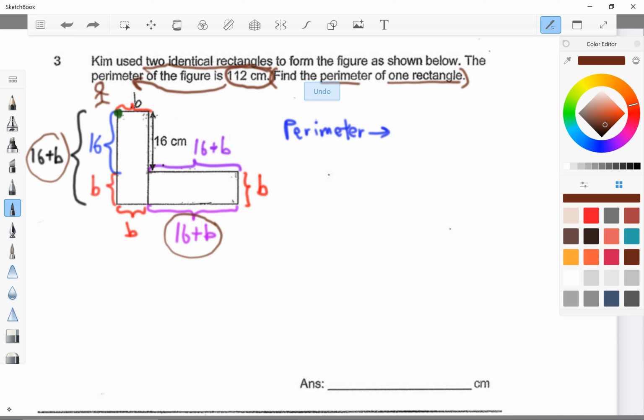Let me just write it down. I'm removing the circling, because just now I circled to basically give you a better idea of what this perimeter is all about. So 16 plus b appears 4 times. I will just write 16 plus b, bracket it up, and then times 4. Besides 16 plus b appearing 4 times, I'm actually left with 2 b's, which is over here, below, and above. So 16 plus b, 4 times, and 2b.